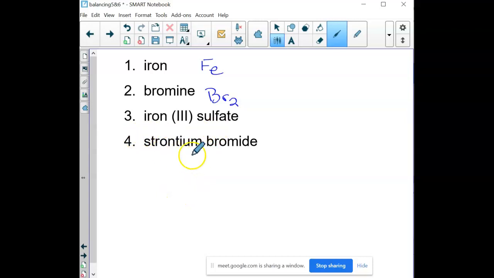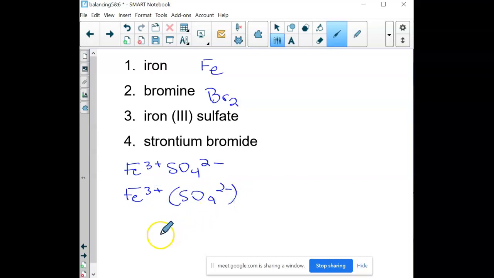Okay, so 3, we're just going to practice naming and writing again like we did last unit. So remember that we would do these steps. So Fe 3+ and SO4 2-, right? And then I would do parentheses. I don't expect that everyone still needs to do this. Some of you still need to, and some of you still need to once in a while.